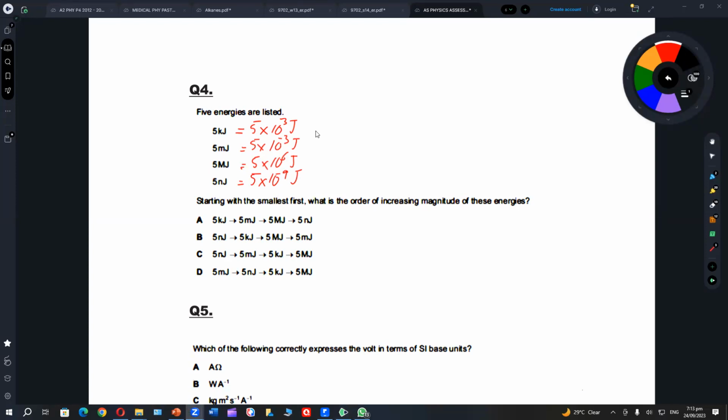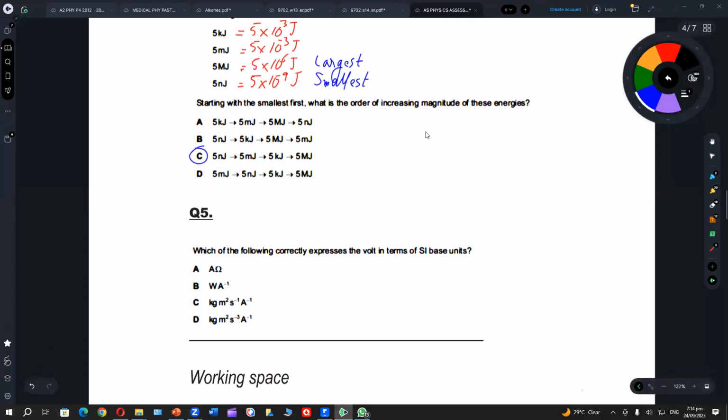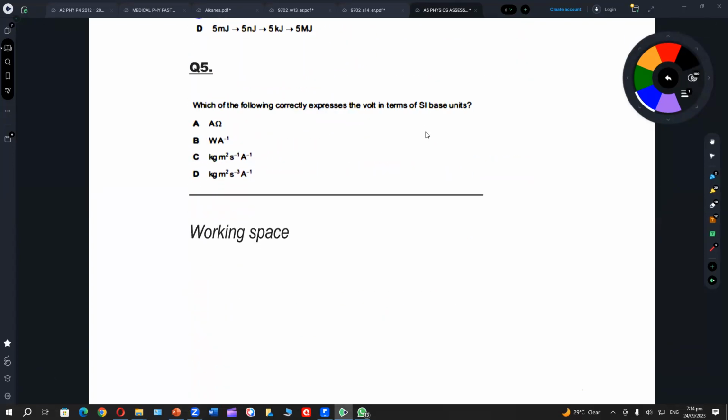Okay, one answer suggestion is C. Now you have to arrange them. You people have to arrange them from smallest to increasing magnitude. Who would be the smallest? Nanojoule. Okay, majority people have a consensus over C. I have done the working. Answer is C.